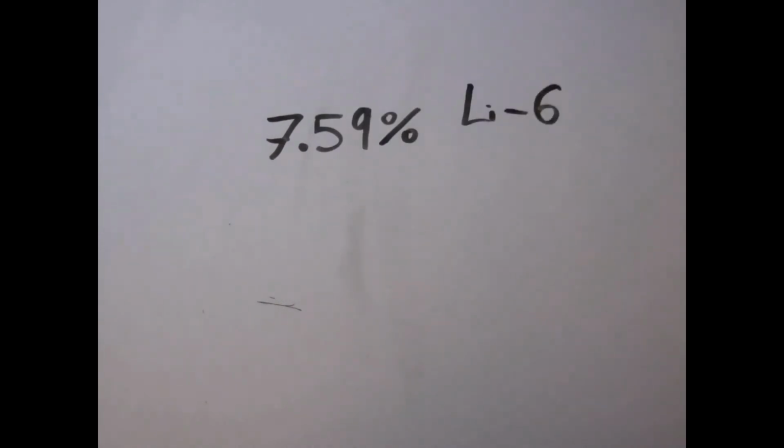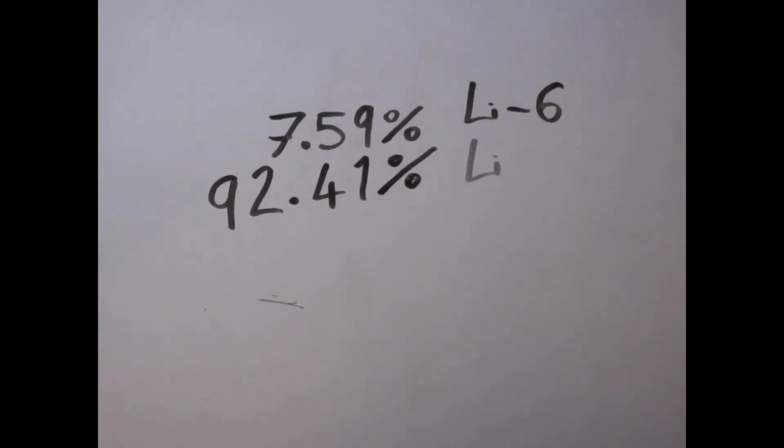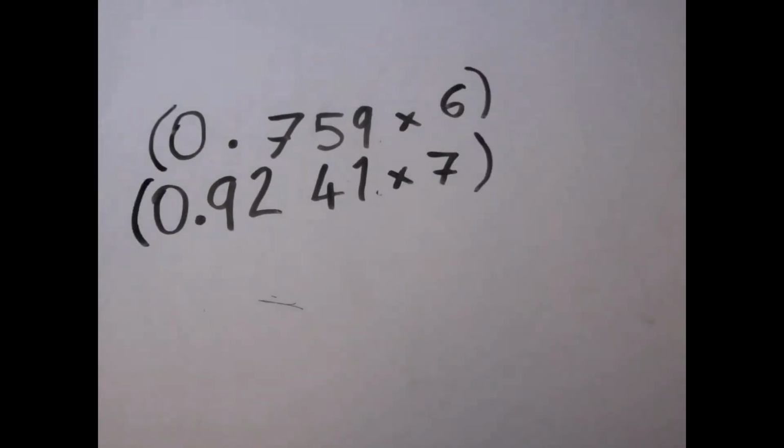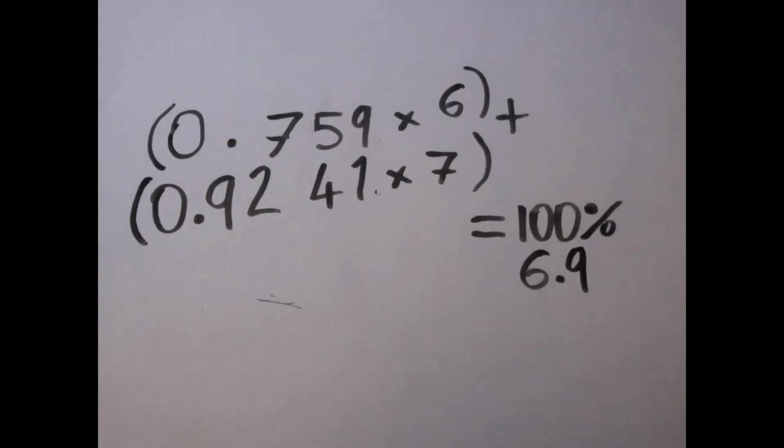In nature, 7.59% of all lithium found is lithium-6, and 92.41% found is lithium-7. If we times these percentages by their relative atomic mass and add them together, we get 100% 6.9. These percentages are the relative abundances of these isotopes, and 100% of it gives us the relative atomic mass, which we find on the periodic table.